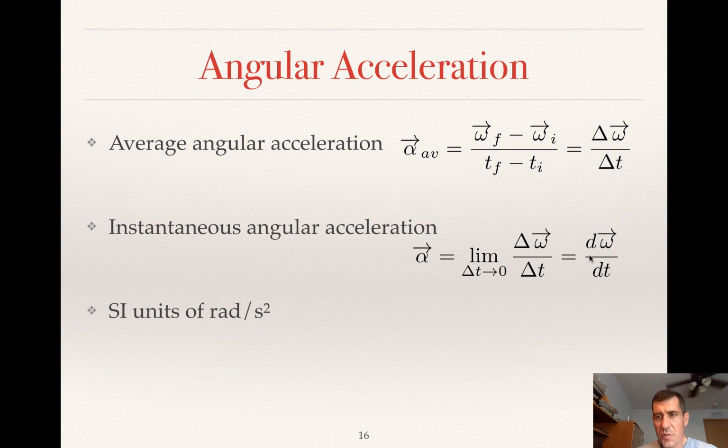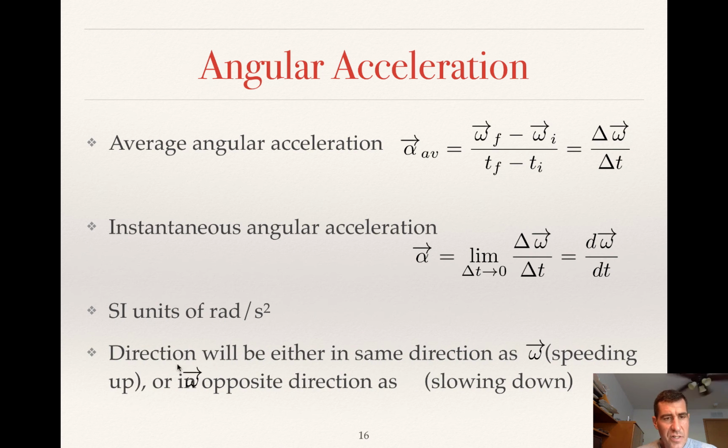And again, if you think about the units, well, omega is going to have units of radians per second. Then we're dividing by time, so it's radians per second squared. And again, the direction is either going to be in the same direction as omega, which happens if omega is increasing, so your rotation is speeding up, or it's going to be in the opposite direction of omega if you're slowing down. But again, similar to what we had with omega, the direction of alpha is always going to be along the rotation axis, either pointing one way or pointing the other way.